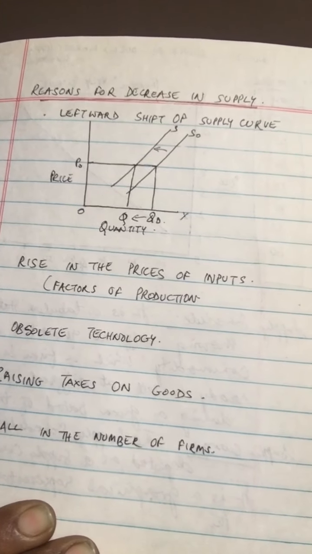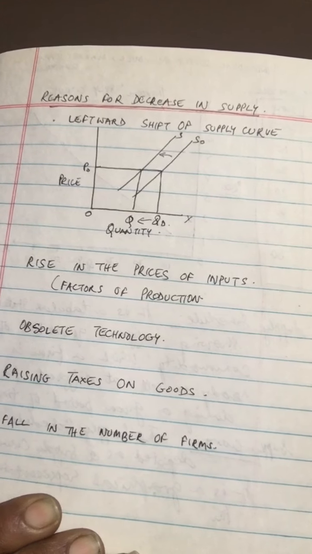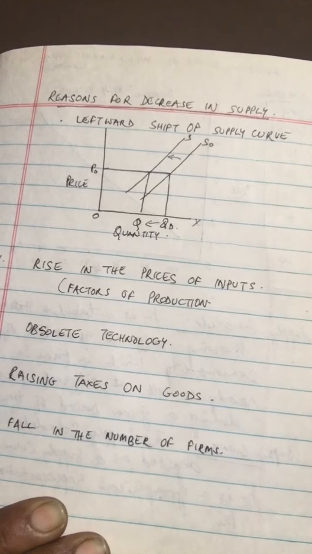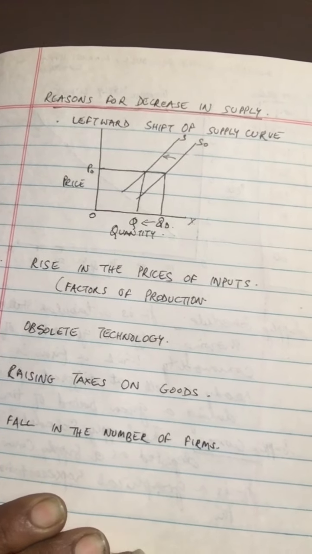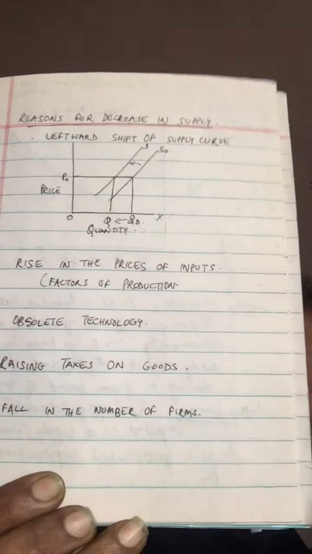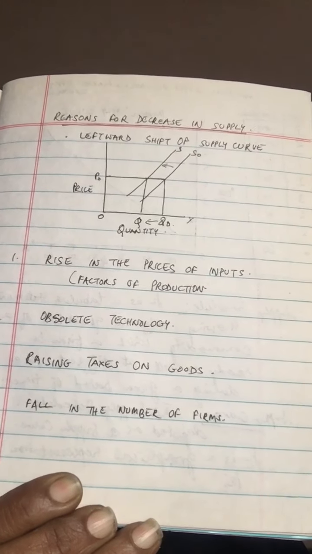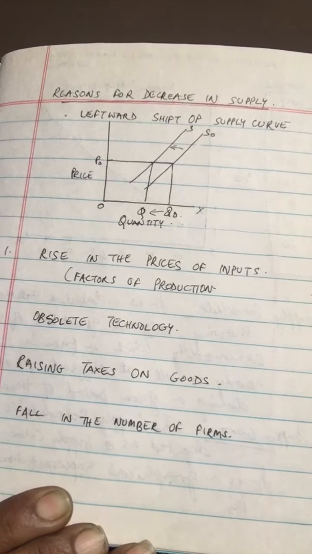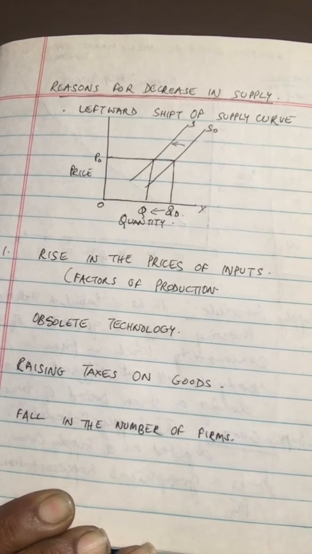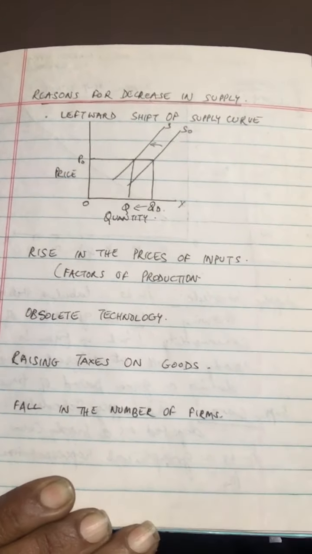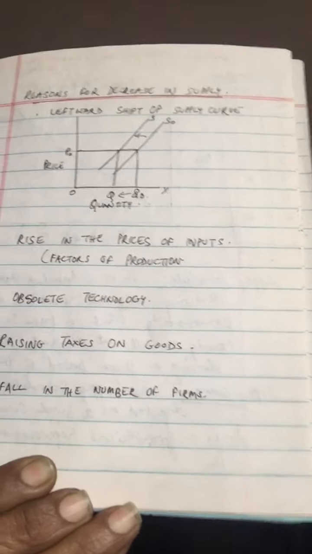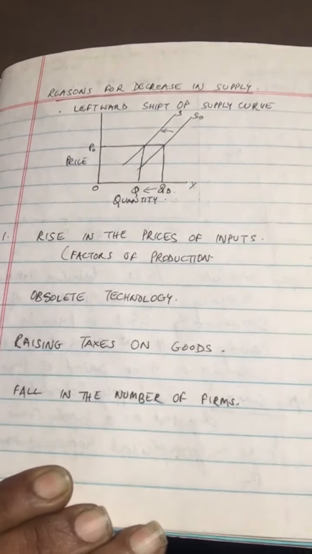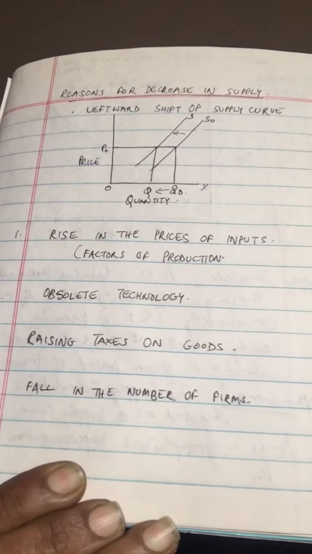Then increase in the taxes on the commodity. So more GST on a commodity, more slab, something to do with government policy. And then, say, fall in the number of firms. So all of these and even more, if you can go through, you can find more reasons for that. But these are the general reasons that are based on the determinants.